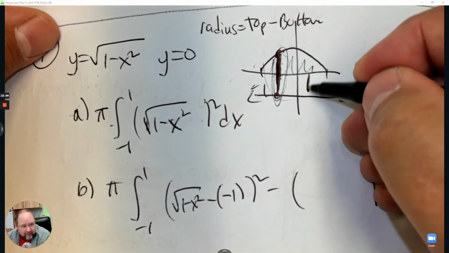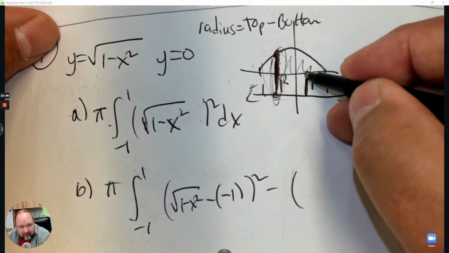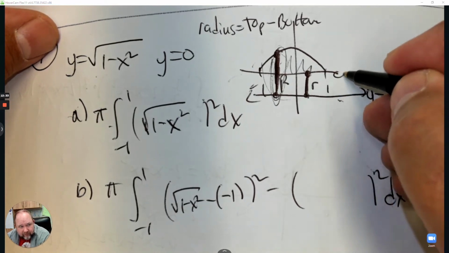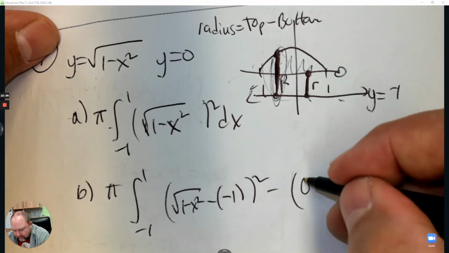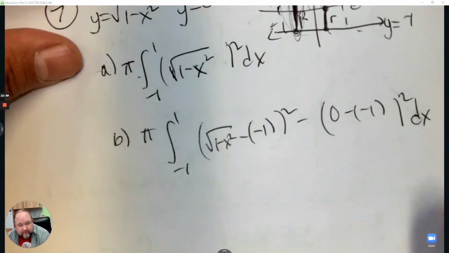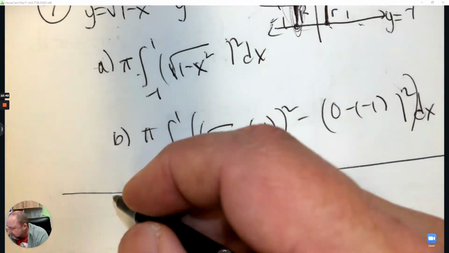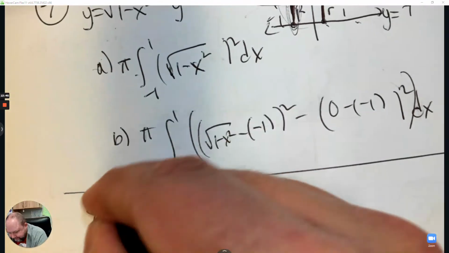And then the small radius, I'll do that right here. So that's the small radius, this is the big radius. Now the top, subtract the bottom, that's 0. So 0 subtract -1, or you could just say 1. And there's the setup. You could also put parentheses around all of it. What number are we at? 8.